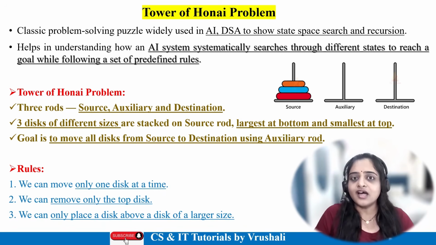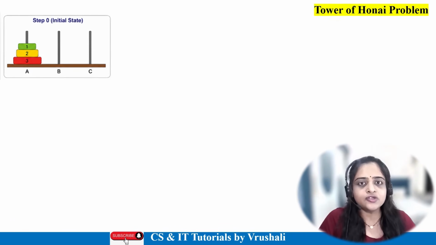Now let's see how to solve this problem. What is our initial state? There are three rods: rod A, rod B, rod C. You need to move all the disks from rod A to rod C by using rod B, and you need to maintain the same sequence: at the top the smaller one, then the medium one, and at the bottom the larger disk.